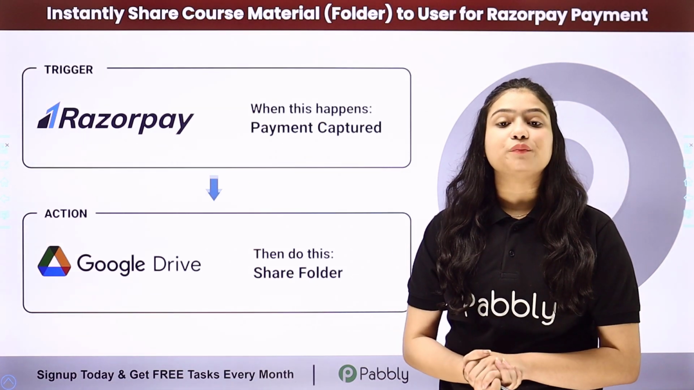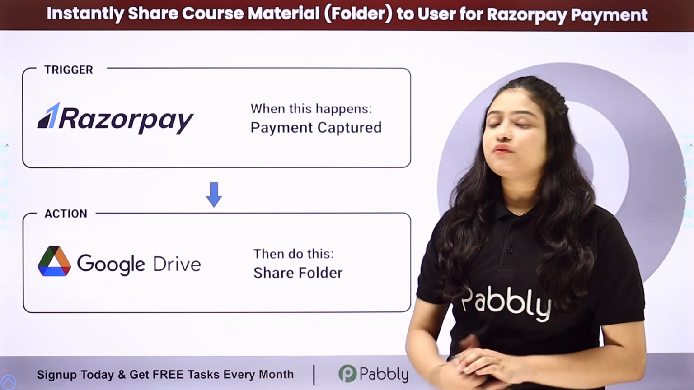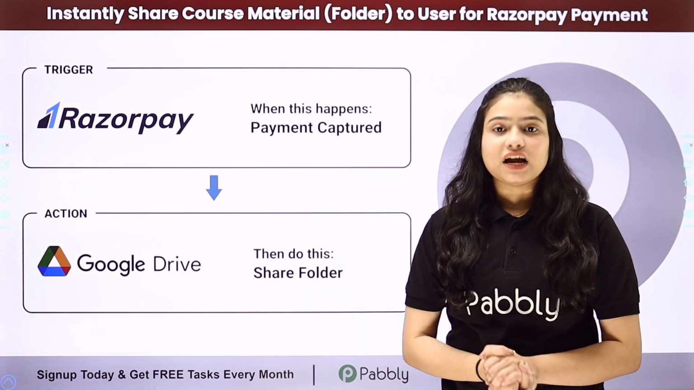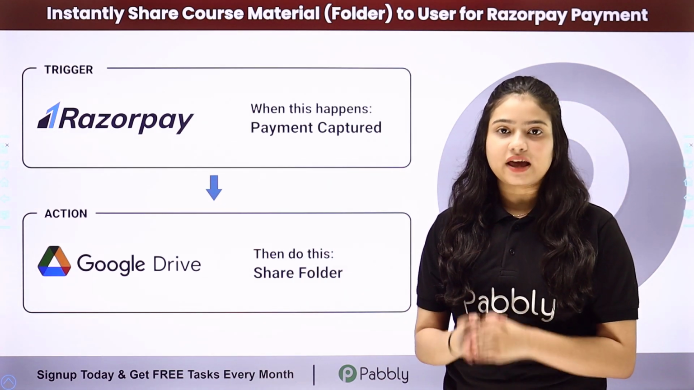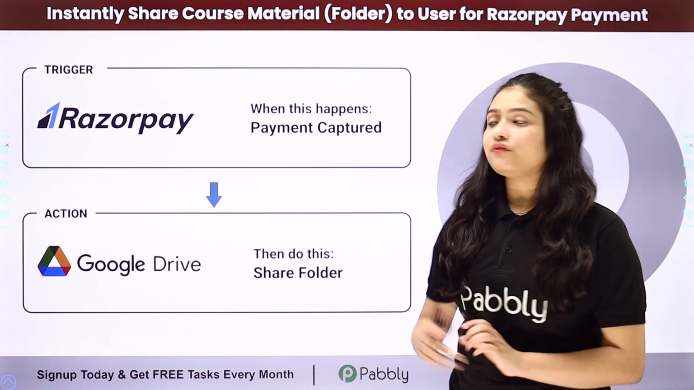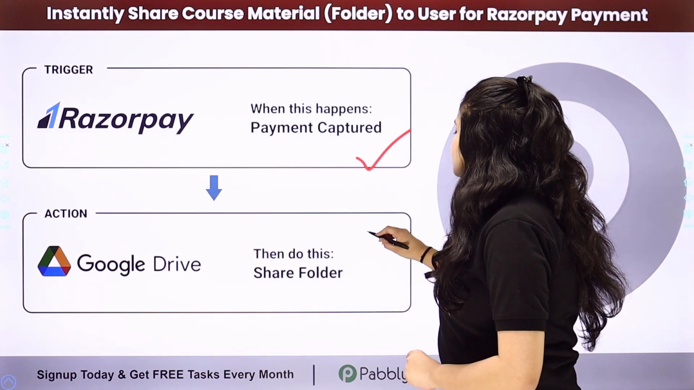So how are we going to automate this entire process? For this, we will have to integrate both these applications, and that we are going to do with the help of an amazing automation and integration software, Pabbly Connect. Now here we have Razorpay in our trigger and Google Drive in our action.